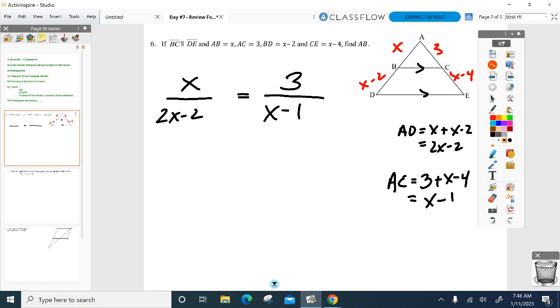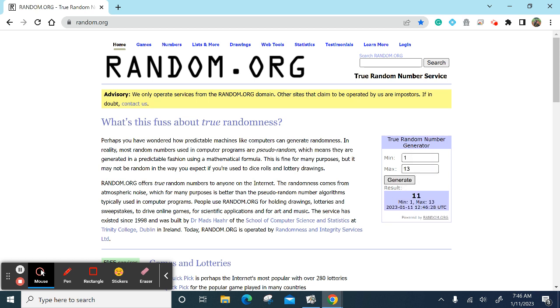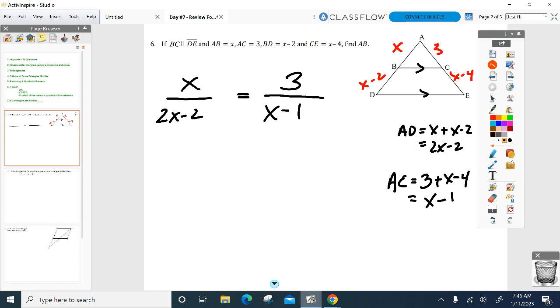All right, ready to cross multiply with me. Help me out. Cross multiply now. X squared minus 1x equals 6x minus 6. Good job.